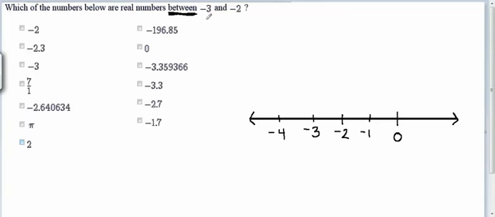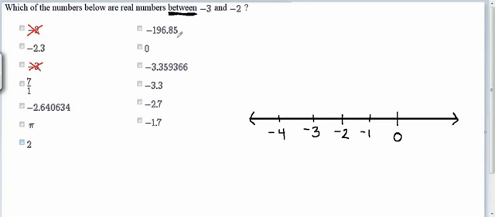So we're looking here, numbers between -3 and -2 don't include -3 and -2. And I see some of those on our list right there, so we can cross them right out. It's not going to be -2 or -3 because that's not between -3 and -2.